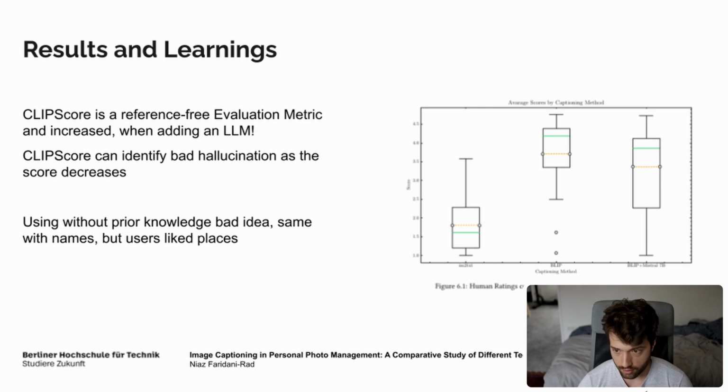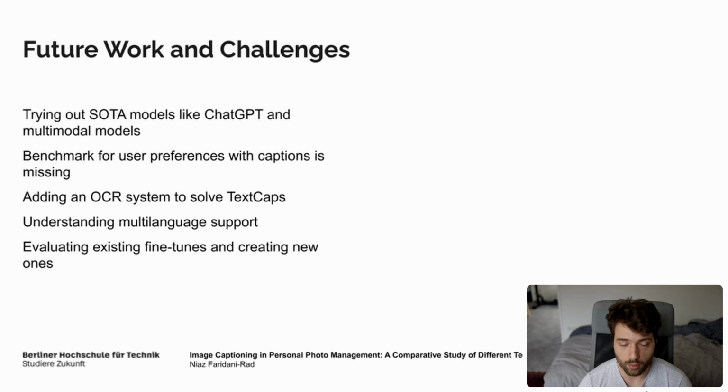Okay, so what can I look into in the future? Obviously, trying out state-of-the-art models like ChatGPT or multimodal models. If you don't look into the self-hosted part of my master thesis, then you can use these bigger models, which have a lot of cool features and perform better. And then you can really push it to the limits, which is not possible with a small quantized model. It would be interesting to look into that.